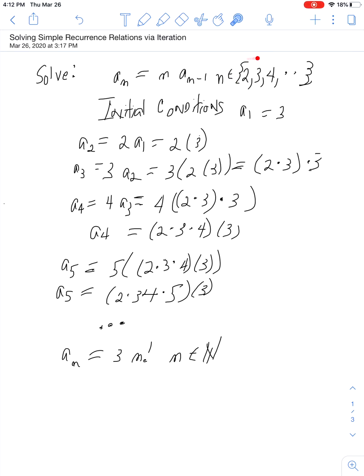Notice that my original recurrence relation was good for n an element of the set 2, 3, 4, ... But my final answer is good for n an element of the natural numbers, and the natural numbers, of course, are 1, 2, 3, 4, etc. So just to remind you, the natural numbers are 1, 2, 3, and keep going. So that's my final solution.